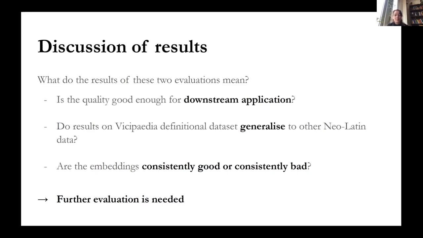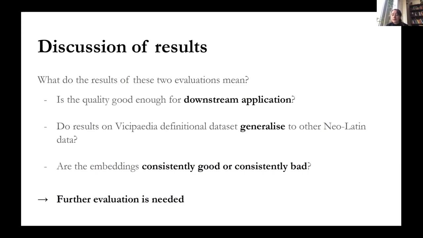Second, and that's more general, recent research has shown that good performance on one task does not necessarily guarantee good performance on another. And the same goes for corpora. The results on the Wikipedia definitional dataset do not necessarily generalize to our other Neo-Latin data, not in the least because the latter is domain specific.